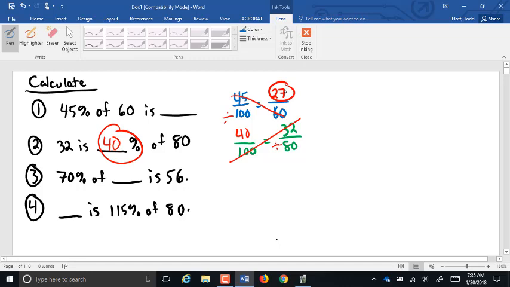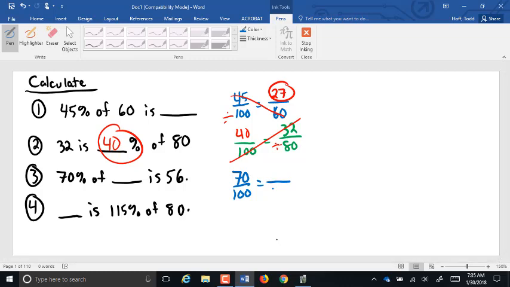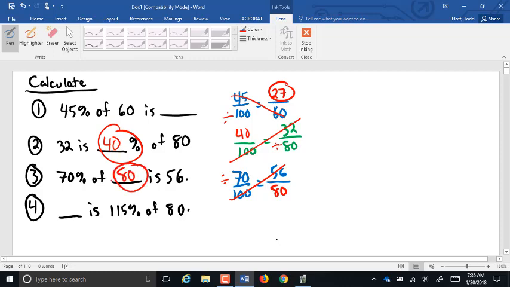Number three, 70%, so that's 70 over 100. 56 goes on top or bottom? Top. We cross, multiply, and divide. 100 times 56 divided by 70. We get 80. 70% of 80 is 56.